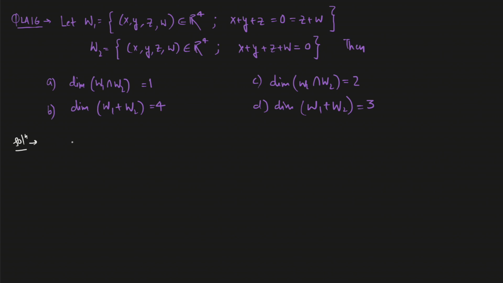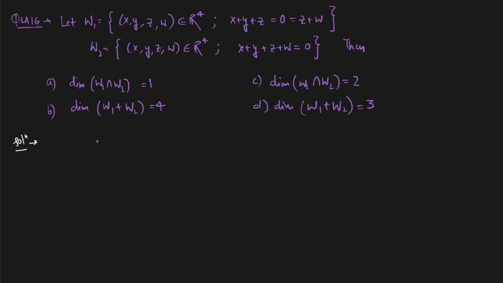So let's see LA question 16. This question is on dimension of subspaces. We are given two subspaces W1 and W2, and the vectors belonging to W1 are four-dimensional, same for W2, but there are some restrictions given. W1 has two linearly independent restrictions and W2 has only one.